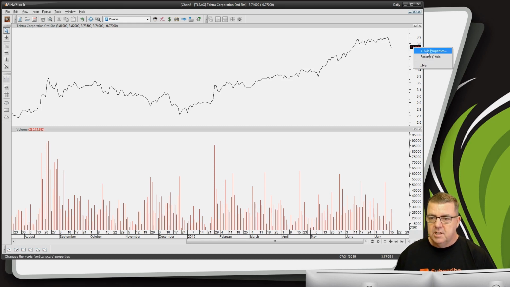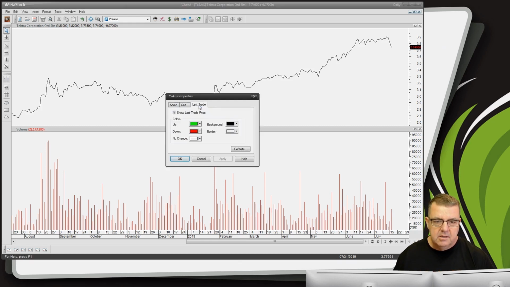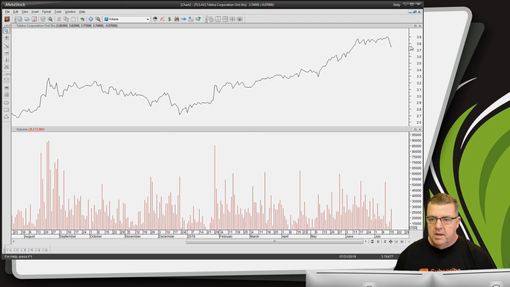I'll just change that. It's a little bit hard to see. I won't show the last trade. Okay, you can see around $3.74 on July the 16th. We can see that 28 million shares changed hands. But we can also see, just by looking at this, where the huge volume spikes were, because around 85 million shares changed hands on the 29th of January, as opposed to a few days before where there were only 15 million.